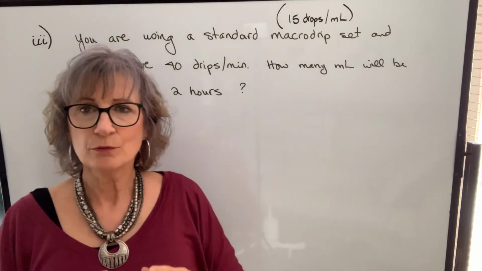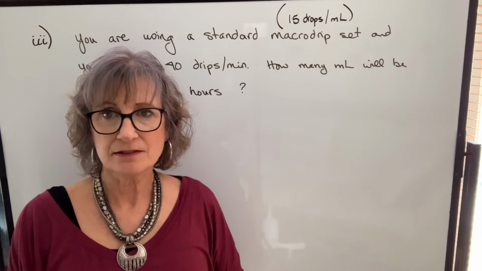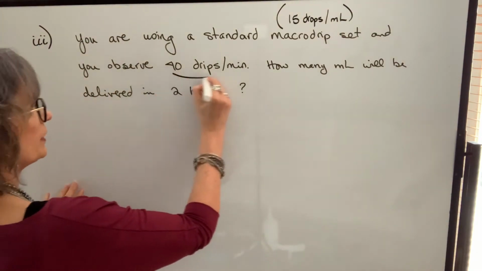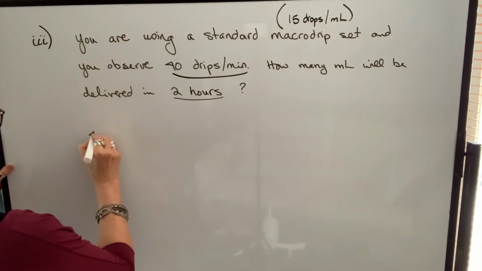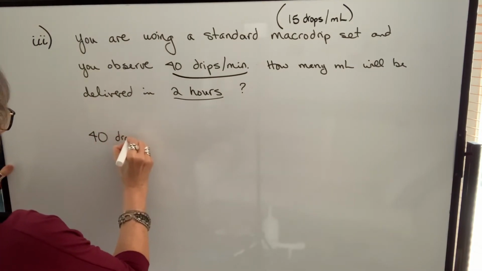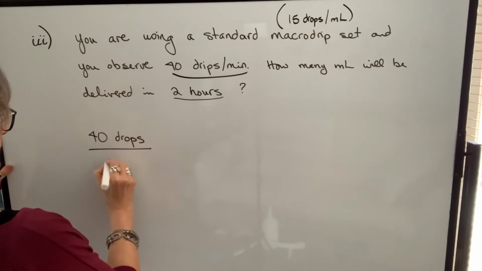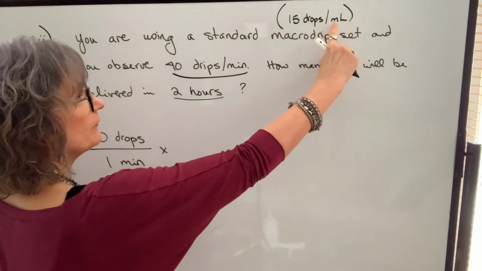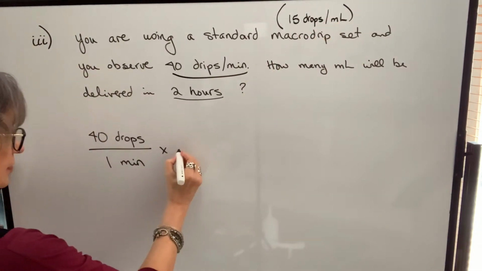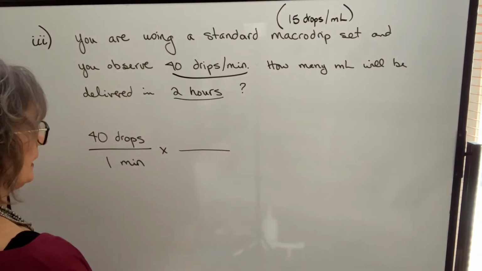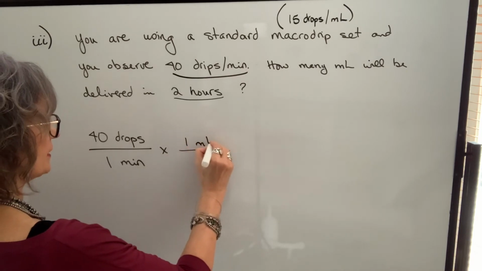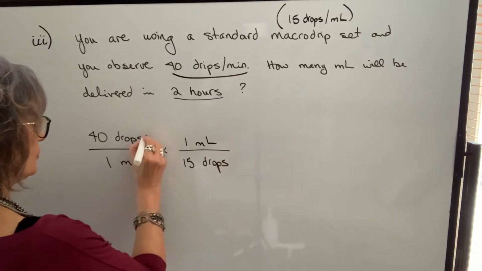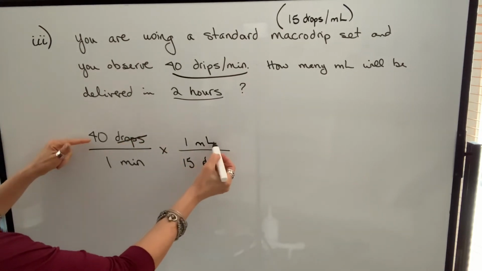But we never start with our IV set size. We always start with a volume per time. We know we have 40 drips per minute. So I have 40 drops in 1 minute. My next step is to change my volume to milliliters. So I use the set size for that. And I know that 1 milliliter is equivalent to 15 drops. Drops will cancel, and that gives me the volume in milliliters per minute.